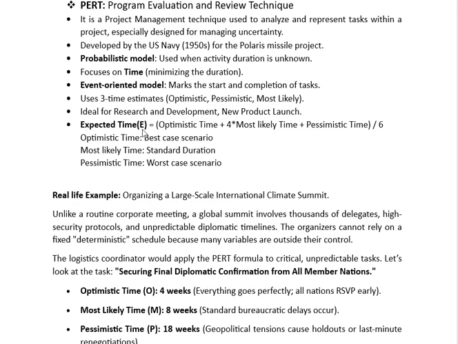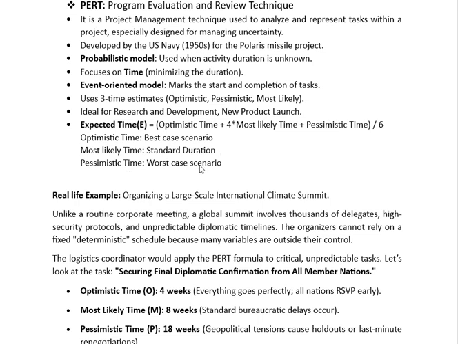Expected time, we find expected time when we use PERT. I represent this with E is equal to optimistic time plus 4 times most likely time plus pessimistic time, whole divided by 6. Optimistic time is the best case scenario, most likely time is the standard duration, pessimistic time is the worst case scenario.